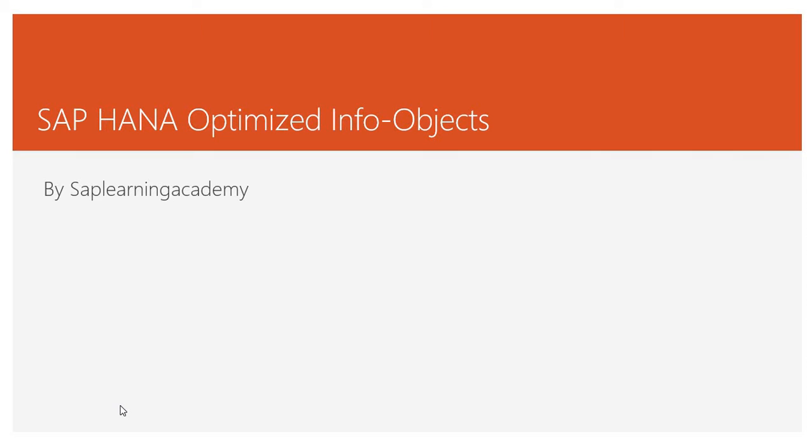In this tutorial today, I will be explaining the SAP HANA Optimized InfoObject. InfoObject is the central part of BW modeling, and since SAP HANA came into the market, it has changed some of the features and also introduced some new features, so it is important to learn the new features, which is going to help you in the modeling. So let me start with these slides.